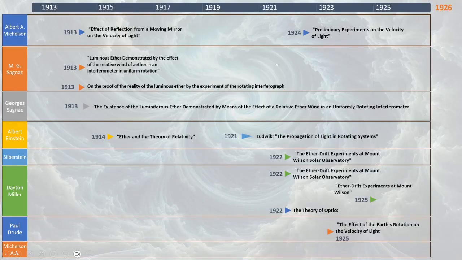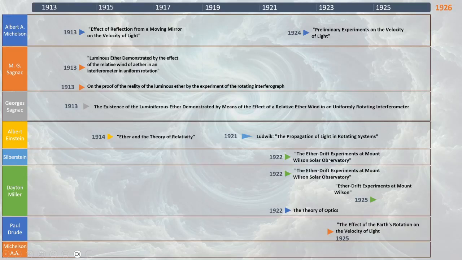Then we have Sagnac again in 1913, the existence of the luminiferous ether demonstrated by means of the effect of a relative ether wind in a uniform rotating interferometer. Again, that's what Dayton Miller has studied extensively to the tune of 5,200,000 measurements. Of course, we have Einstein coming through with ether and the theory of relativity, and Ludwig with the propagation of light in rotating systems. Boy, there seems to really be something important or different about the effect of light in a moving rotation system that people seem to be studying, but I'm sure it's definitely unrelated.